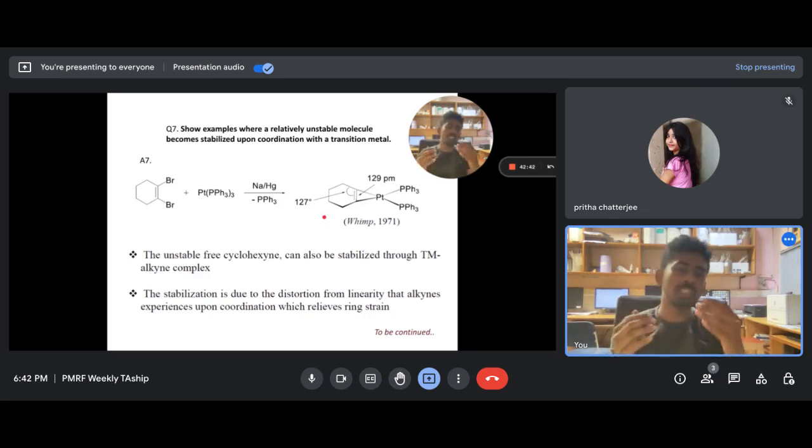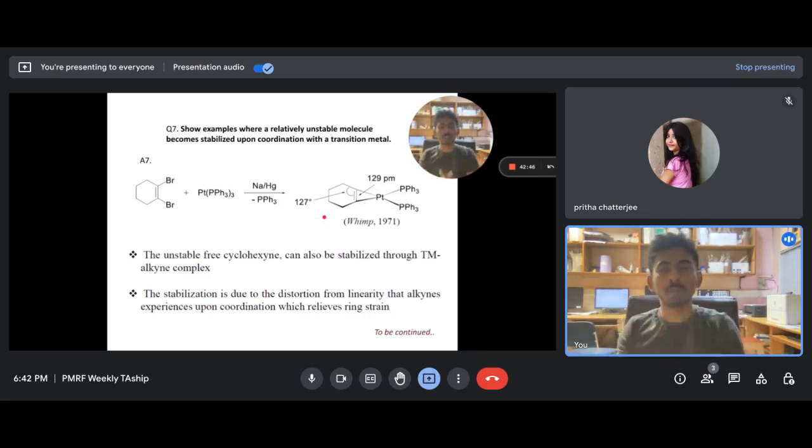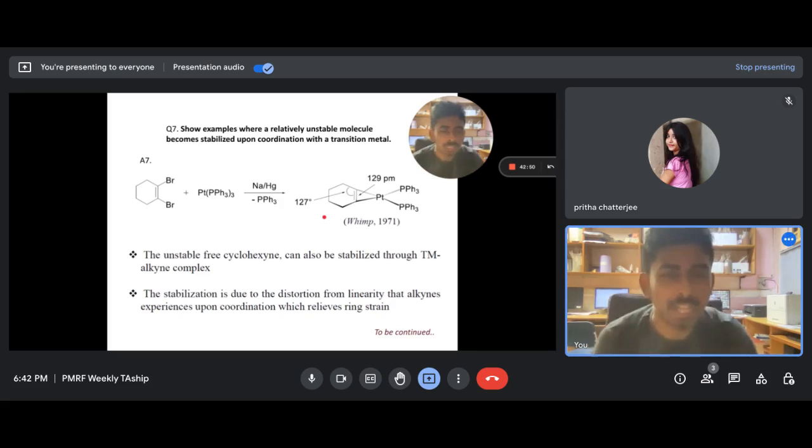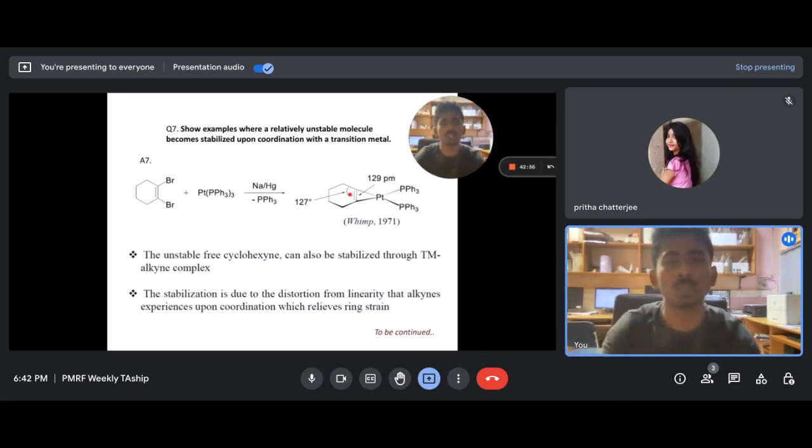That angle lies between 110 and 130 degrees, but the molecule in its free state is not very stable, because alkynes demand an angle of 180 degrees. But since you can see that even though it is 127 degrees, this compound is stabilized because it's coordinated to the platinum center.